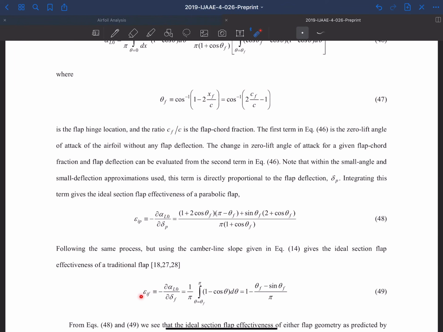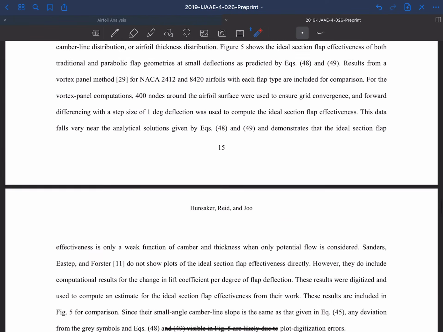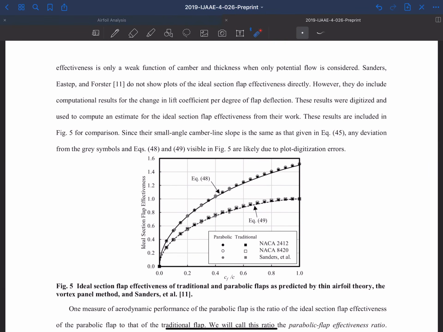And here's the equation for the traditional flap. This is the closed form solution from thin airfoil theory for the ideal flap effectiveness, and again, it depends on the location of the hinge point. Now we can plot these two closed form solutions. On the x-axis, we've got our flap chord fraction, which is the fraction of the chord that is a flap, and on the y-axis, we have the ideal section flap effectiveness.